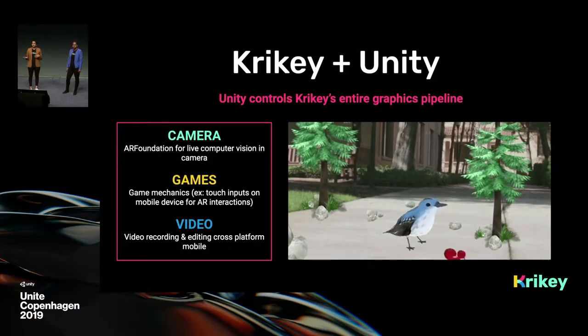And then a little bit about how Unity functions in the context of the Krikey application. Today, Unity actually controls Krikey's entire graphics pipeline. I'll go through the three items on the left and explain how. First up, the camera. We use AR Foundation for all of our live computer vision inside of the Krikey camera. Second, the game. We use the Unity game engine to build all of the game mechanics inside of Krikey, for example, touch inputs on the mobile device to interact directly with AR objects. And finally, videos. There is a social media component to the Krikey application where users receive gameplay highlight reels that they can share to Krikey or other social platforms as well. And Unity records the videos and edits them in real-time cross-platform.